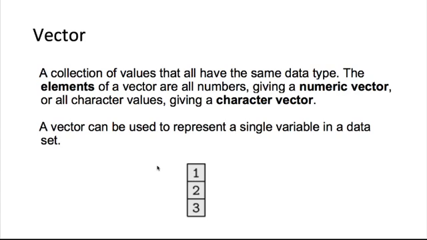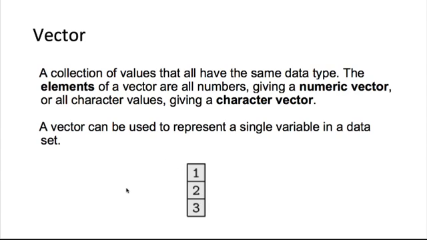The elements of a vector can be numbers, giving a numeric vector, or character values, giving a character vector. This is an example of a vector, and you might have another vector that's letters, but it's important that they be all the same data type. For instance, if I created a vector called B with the values ABC, then it would be B equals ABC, and make sure that it's in quotes. That's known as a character vector. What you see here is a numeric vector.